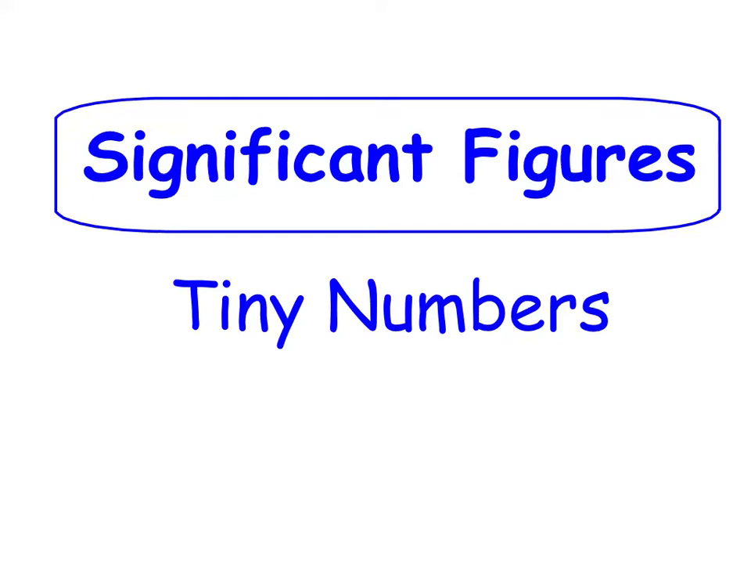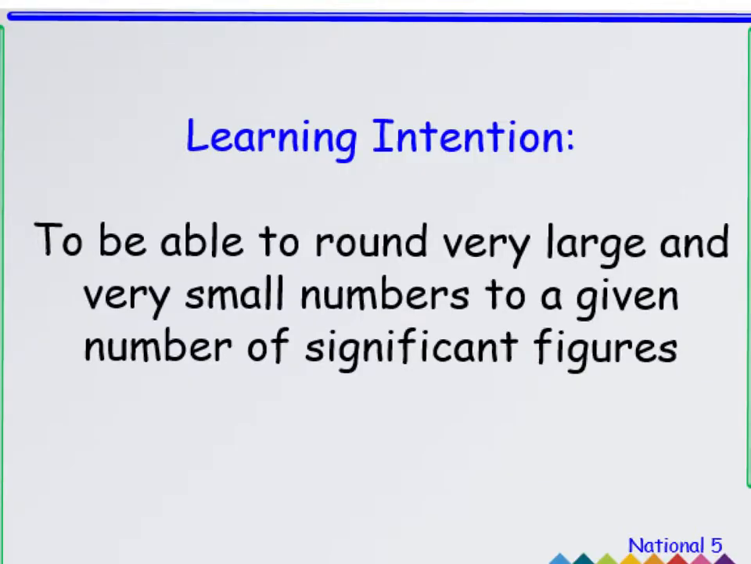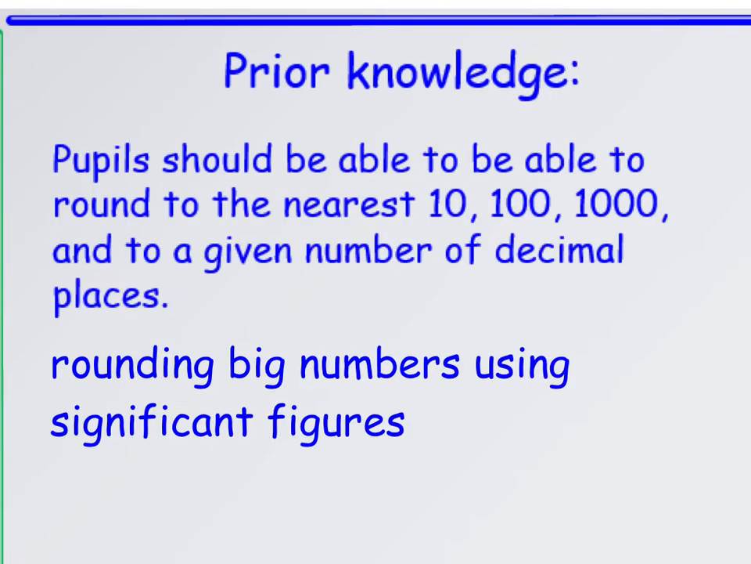Hi, so in this video I am going to look at significant figures again. This is really part 2. This time I'm going to look at teeny tiny numbers and decimals, so things like 0.004. We're going to be looking at rounding them today instead, and generally these are a wee bit trickier. So the intention is to be able to round very large and very small numbers by the end of this video to whatever number of significant figures I give you. Usually 1, 2 or 3 is enough.